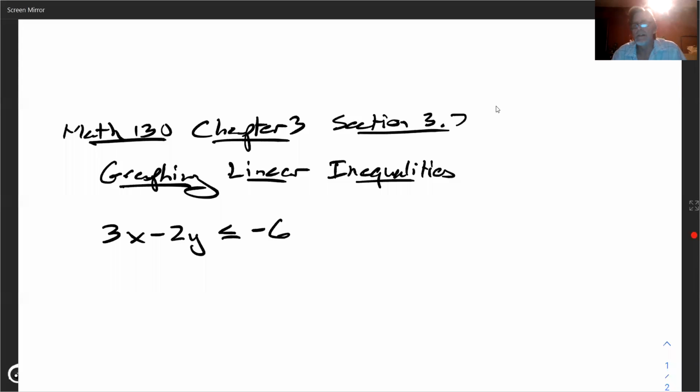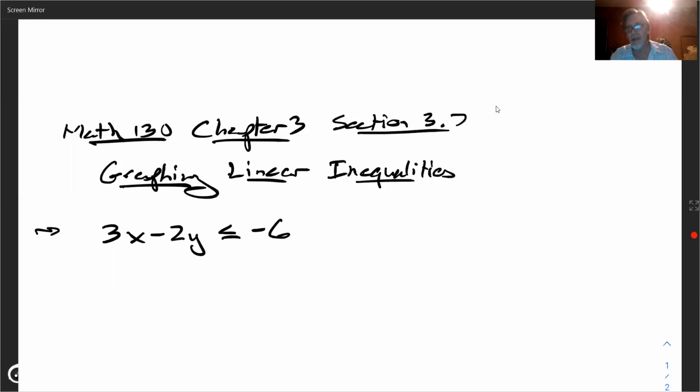Hey, all right, we're at the end of the chapter, and everything that we've been doing about lines and all that kind of good stuff, this is the last thing to talk about. There's also a thing called linear inequalities. And when you solve a linear inequality, we're looking at one right here. It says the relationship is not 3x minus 2y equals minus 6, it's less than or equal to minus 6.